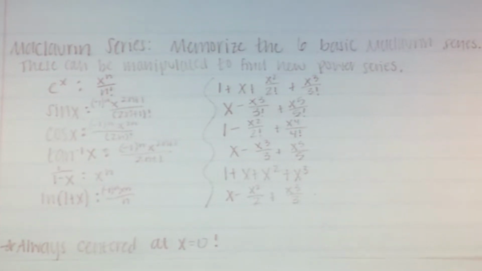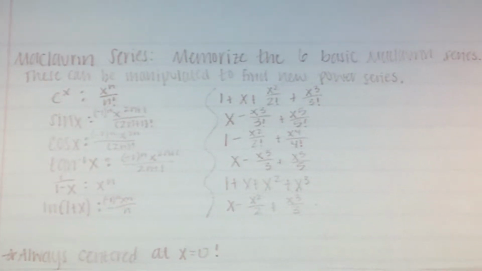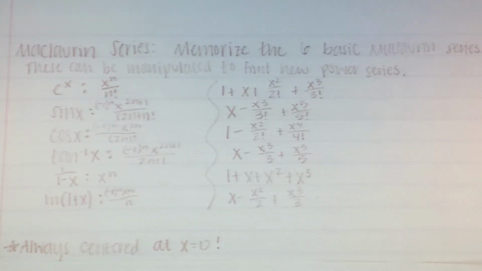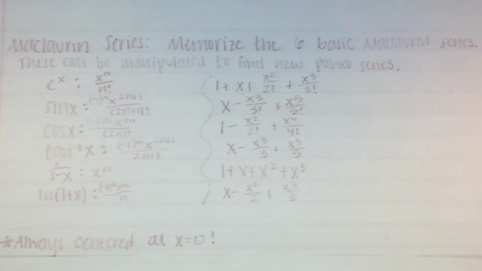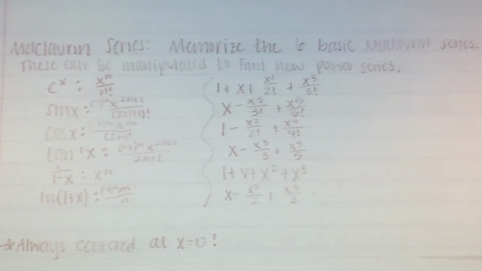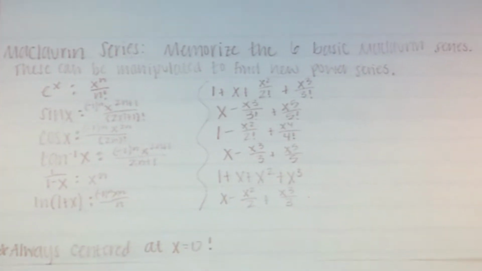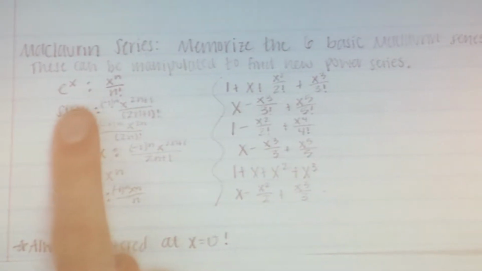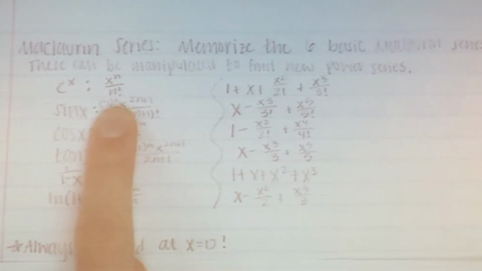So now we're going to talk about Maclaurin series. There are 6 basic Maclaurin series functions that you can memorize, and you can manipulate them to find a new power series. Maclaurin series are always centered at 0, so you don't have to worry about plugging in a different center. So for e to the x, it's x to the n over n factorial.